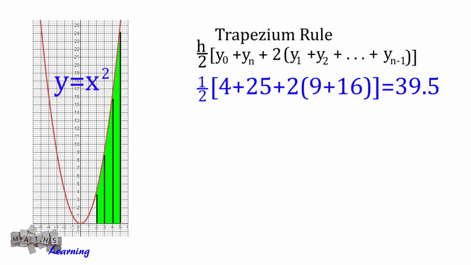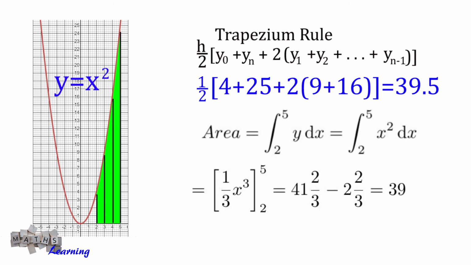If we were to work out the area by integration, then to integrate x squared, we add 1 to the index, making it x cubed, and we divide it by the raised index, making it a third x cubed. We do this for the limits of 2 and 5. So we put 2 into the expression and we subtract it from what we get when we put 5 into the expression. This gives us 39. So as you can see, the estimation is greater than what we worked out by integration, confirming that the estimation was an overestimation.